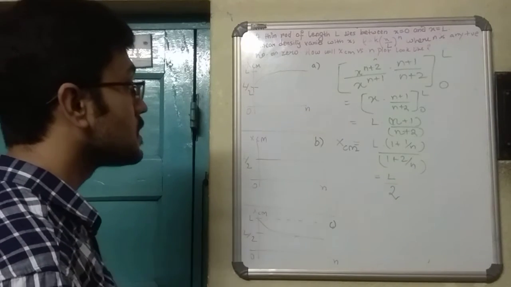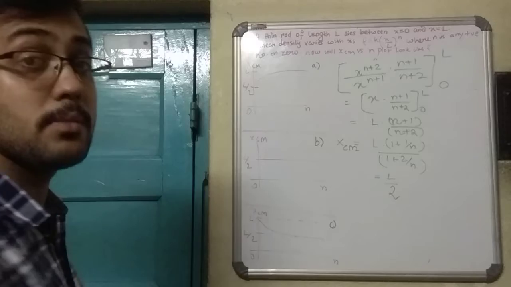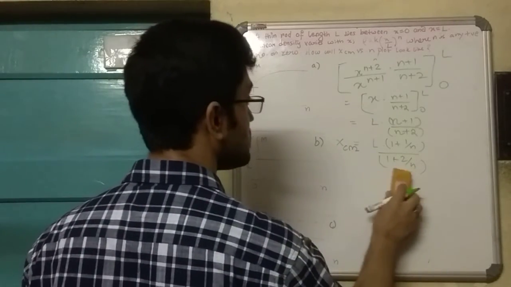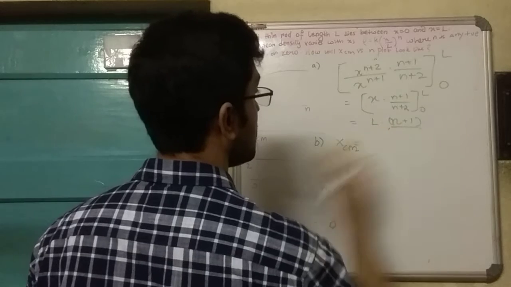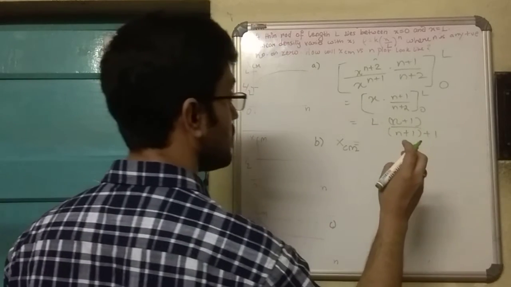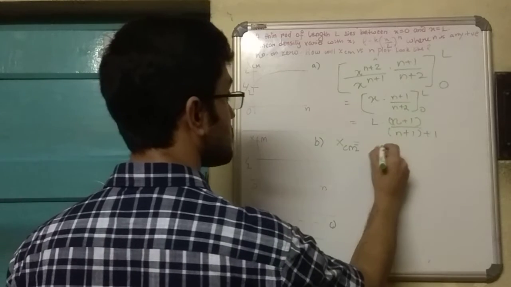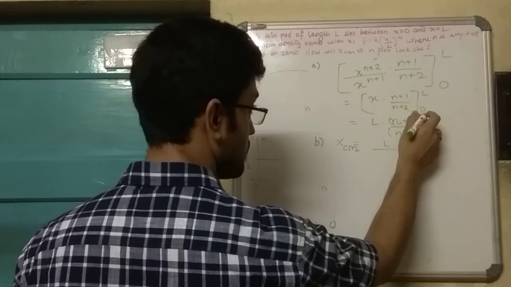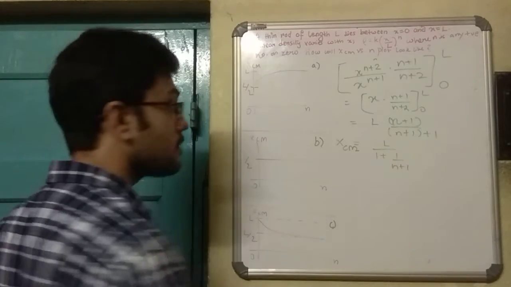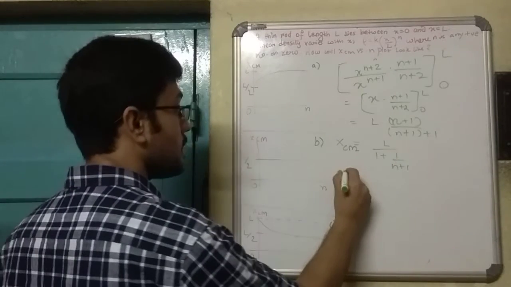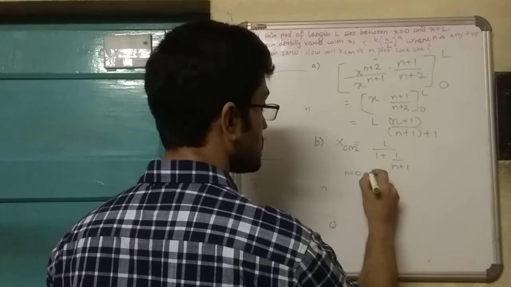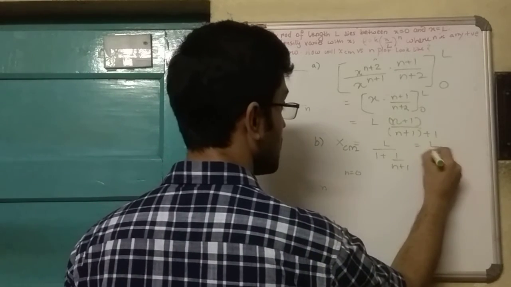So you might be facing a difficulty in understanding how I got L by 2, so let me write this in a simpler manner. Here this n plus 2, I can write as n plus 1 plus 1. Now if I divide each by n plus 1, this becomes L, this becomes 1, and this becomes 1 plus 1 by n plus 1. I think that will make things simpler for you. So when n is equal to 0, I simply put 0 here, so this becomes 1, 1 plus 1, 2, so the center of mass becomes L by 2.